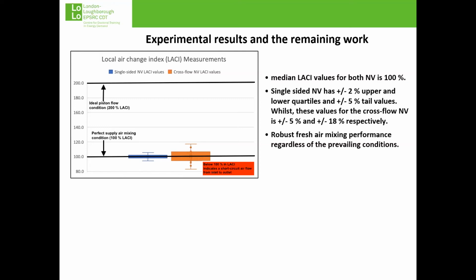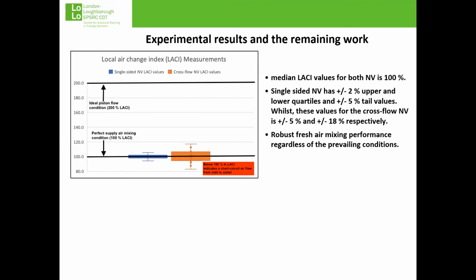From the figure, it could be seen that both NV types provide around 100% LACI, regardless of the prevailing conditions during the experiments. This shows the robustness of the NV systems for providing a homogeneous fresh air distribution in the domain, regardless of the external wind velocity, supply temperature, and opening configurations tested in the experiments.